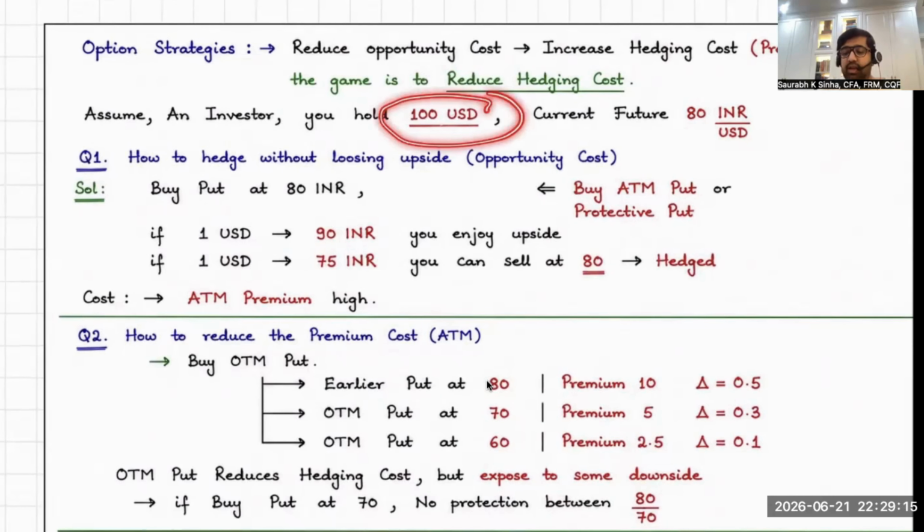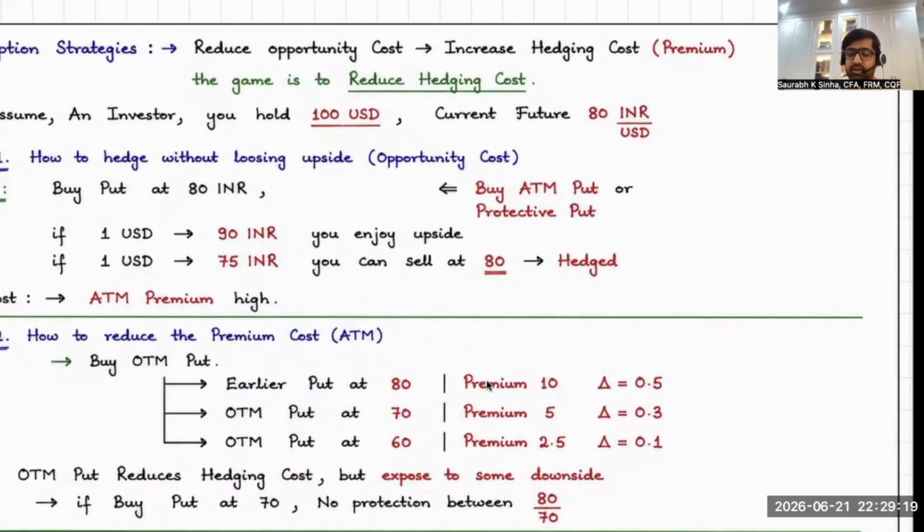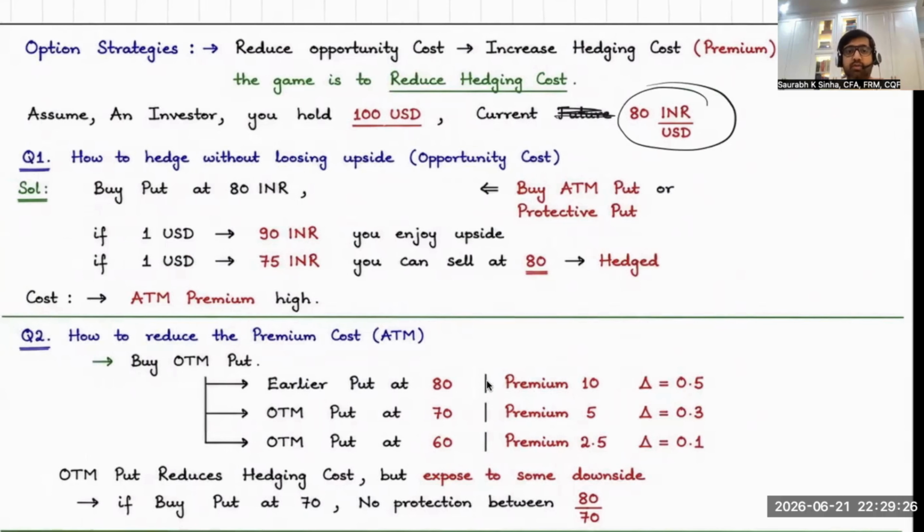Okay. So assume there is an investor and he holds 100 USD. Current quotation is 80 INR per USD. Now you have to hedge without losing on upside potential. So you have to hedge without losing on the opportunity cost. So how can you do that? A very simple answer is if you have 100 USD, then go for the put option. Put option at what? Put option at 80 INR. So you will have a right to sell USD at 80 INR. So you buy a put option at 80 INR. 80 INR is the current FX rate of 1 USD. So actually, you are buying an at the money put option.